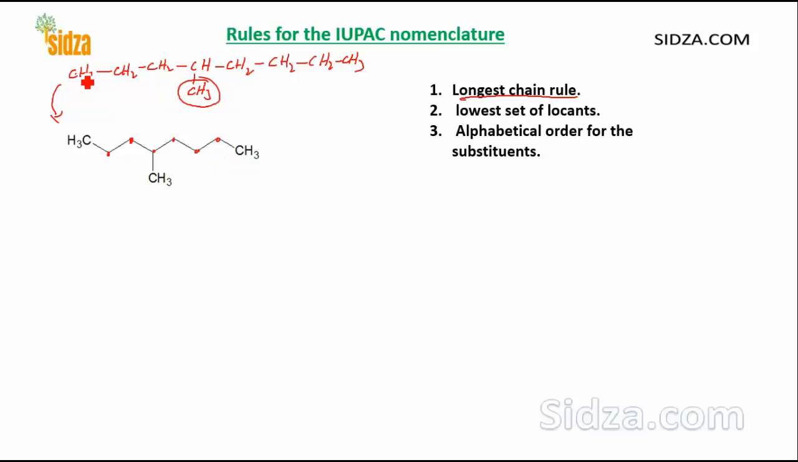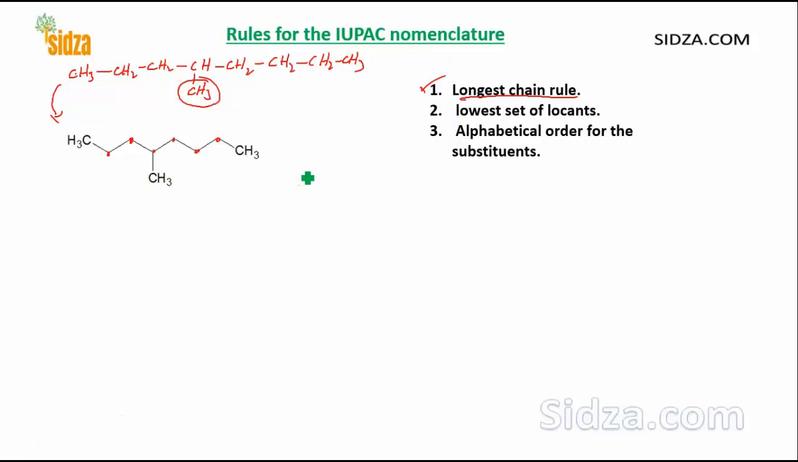Suppose if I start from here, 1, 2, 3, 4, 5, right? It contains 5. If I start from here, 1, 2, 3, 4, 5, 6, right? But if I start from here up to this point, now 1, 2, 3, 4, 5, 6, 7, 8, isn't it? So that means this is the longest chain here, correct? After you select the longest chain, you have to start the numbering.